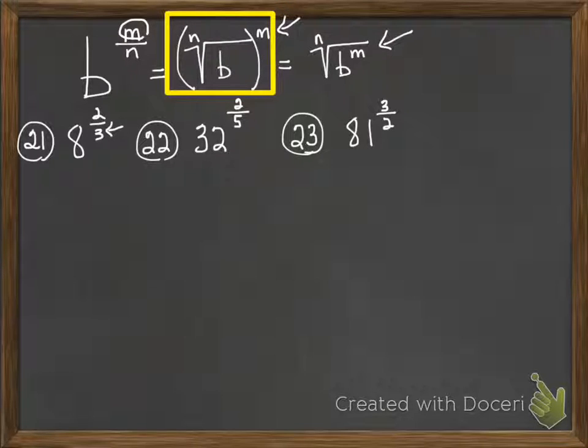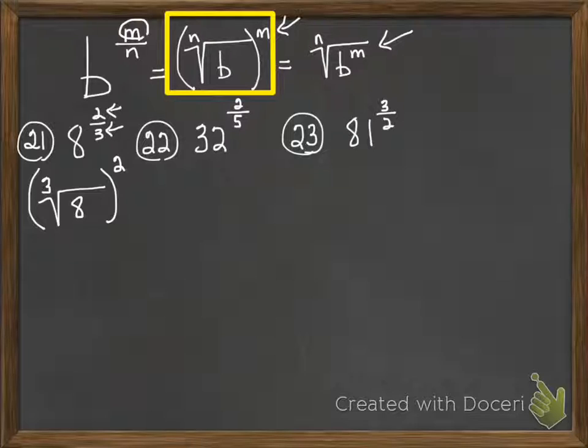So in 21, the bottom number is 3. So that's going to be the cube root, put the 8 underneath. We're going to take the cube root of 8. We're going to do that first. Then we're going to raise that answer to the second power, because 2 is the number on the top, it represents the power.